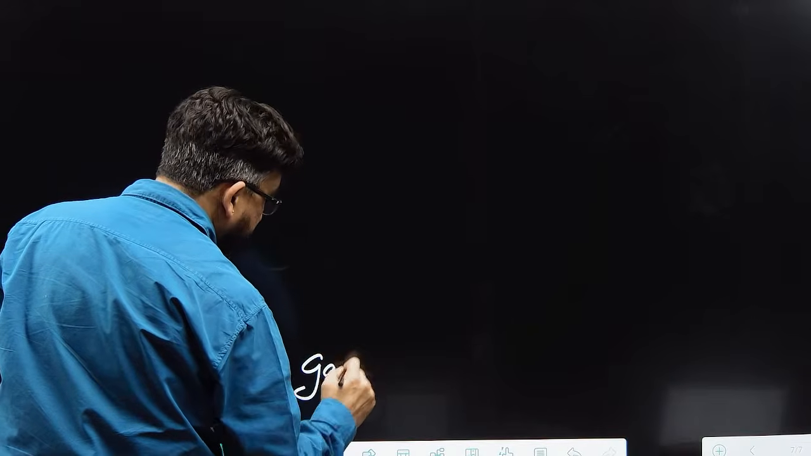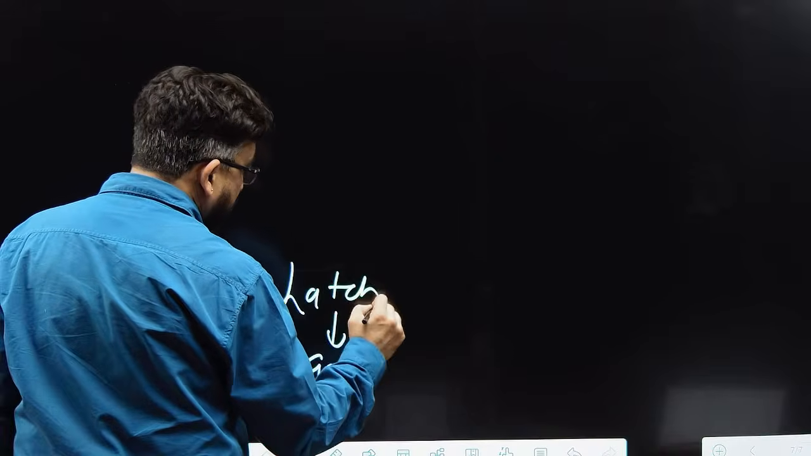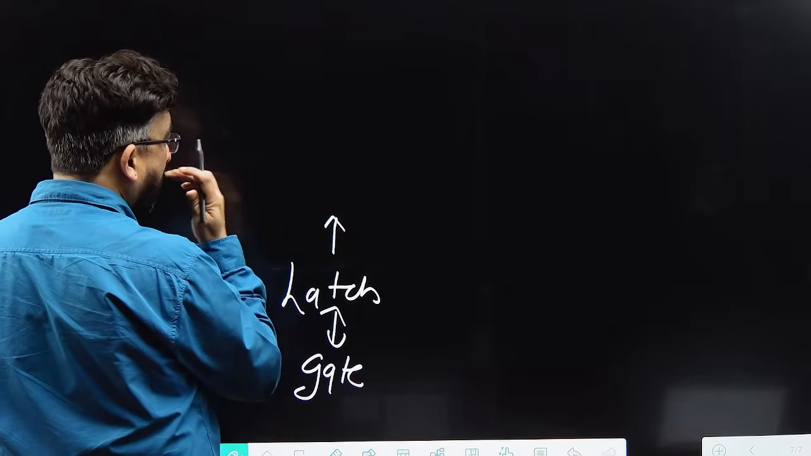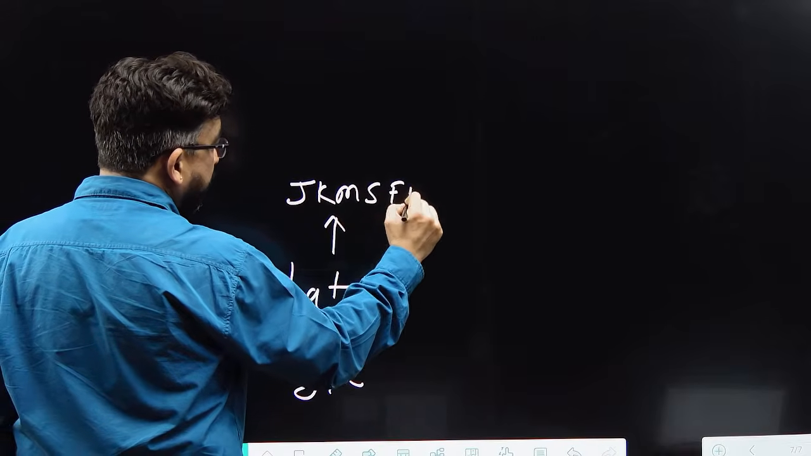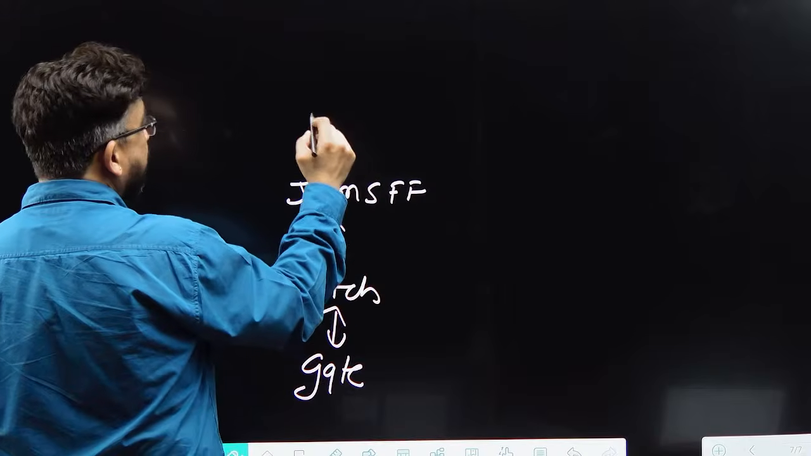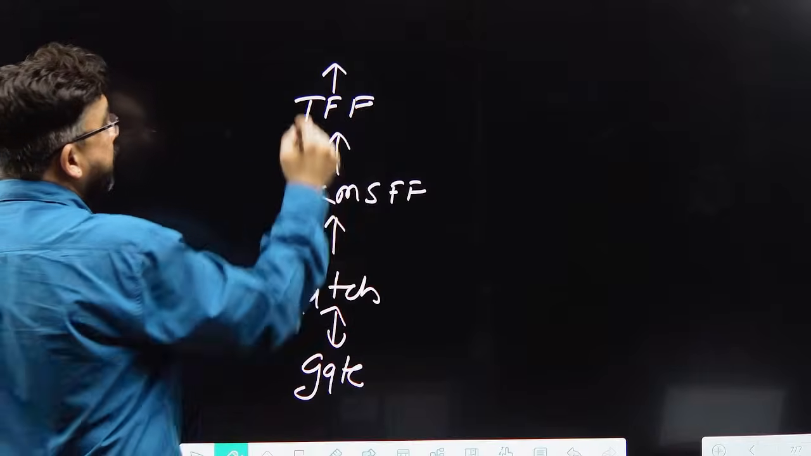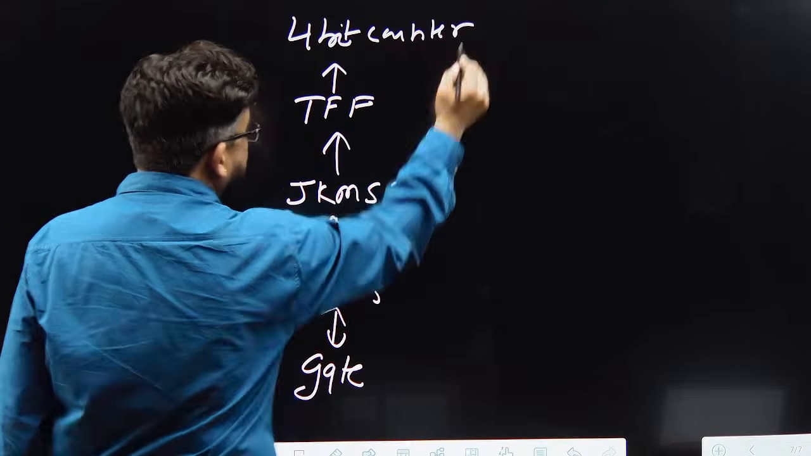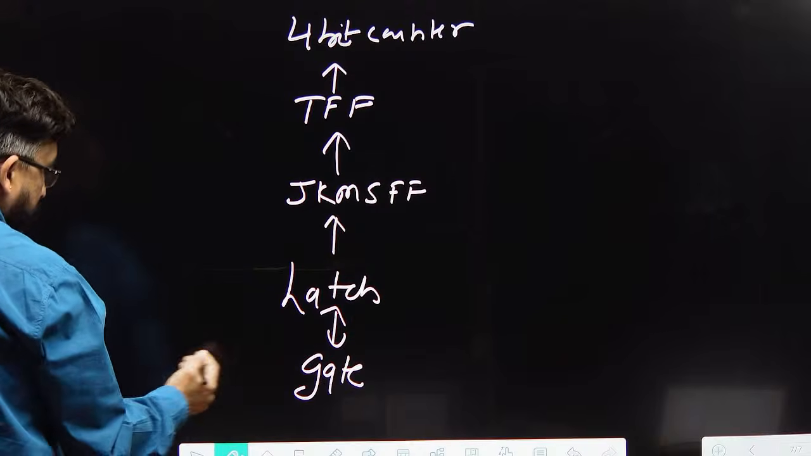From gates we have made a latch. From the latch we have made a JK master slave flip flop. From the JK master slave we have made a T flip flop, and from the T flip flop we have made the 4-bit counter. So this is also one of the applications. This is a sequential application, and the other is your combinational application.